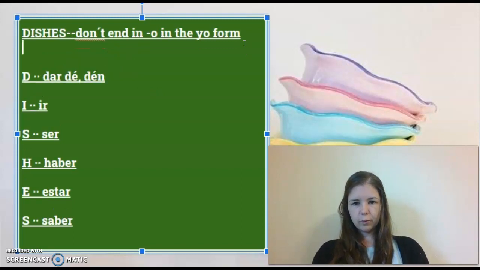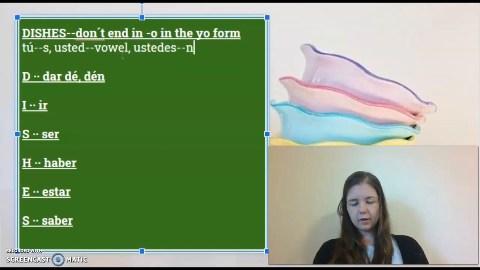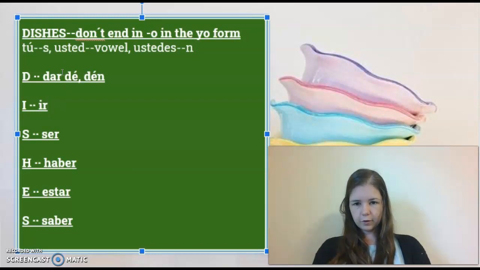Because the tú one always ends in S, usted ends in a vowel, ustedes ends in an N. So really, to get the usted version of what you already learned from tú negative, you just get rid of the S. To get the ustedes one, you're going to change that S into an N. For dar, I should have mentioned dar means to give.